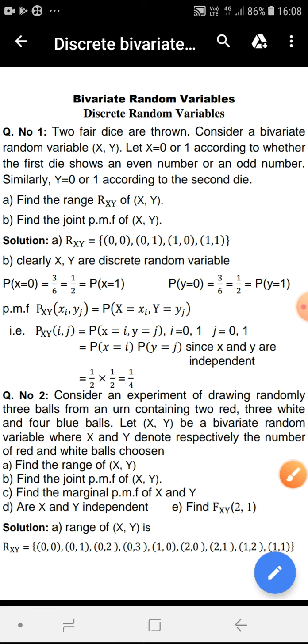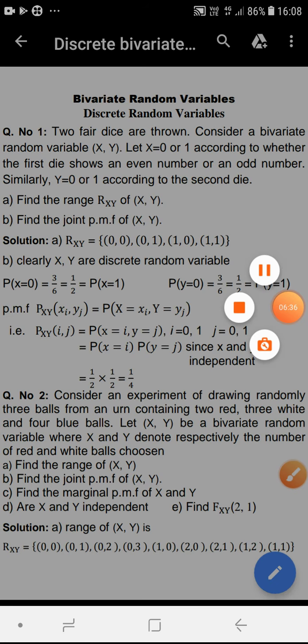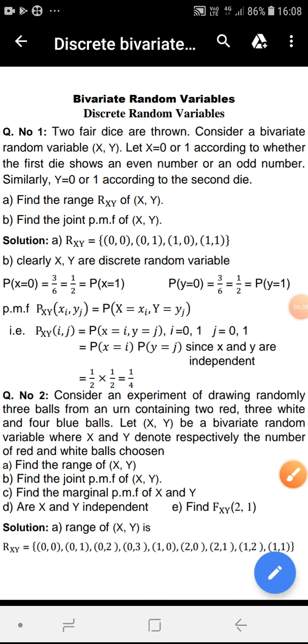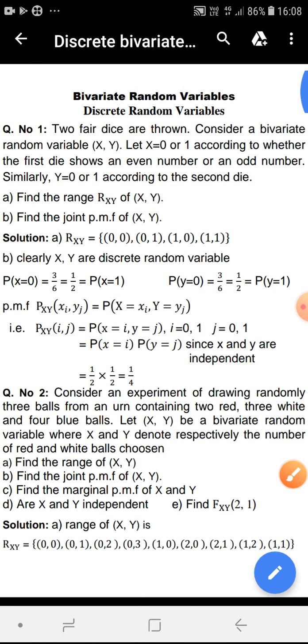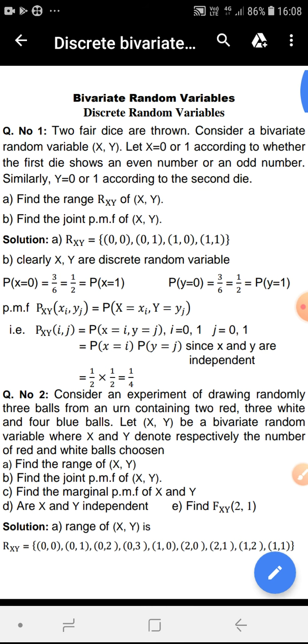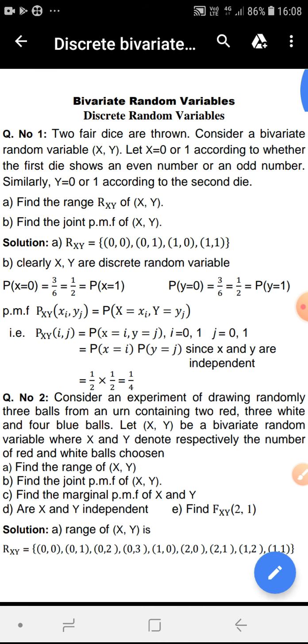Similarly, when x is 1 and y is 1, Pxy of 1 comma 1 is again 1 by 4. So for all x comma y values, the probability mass function Pxy of x comma y is 1 by 4.